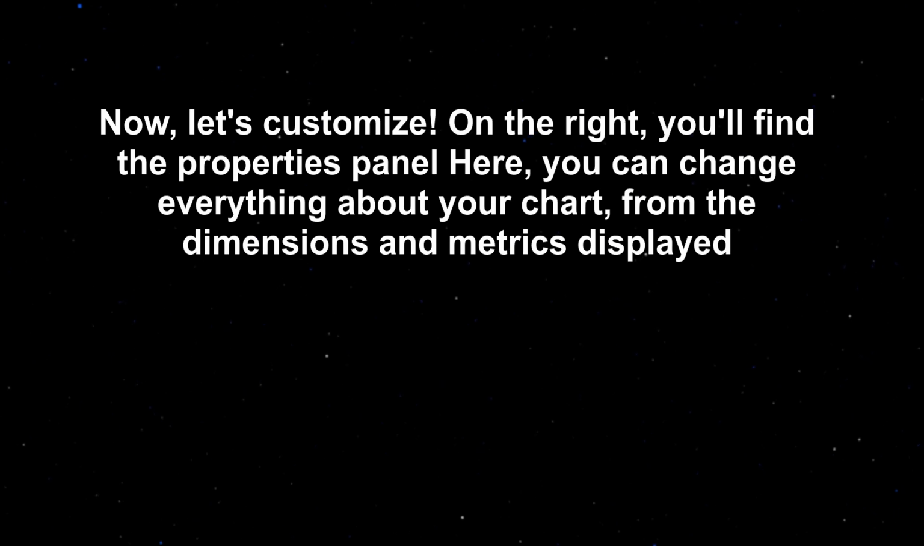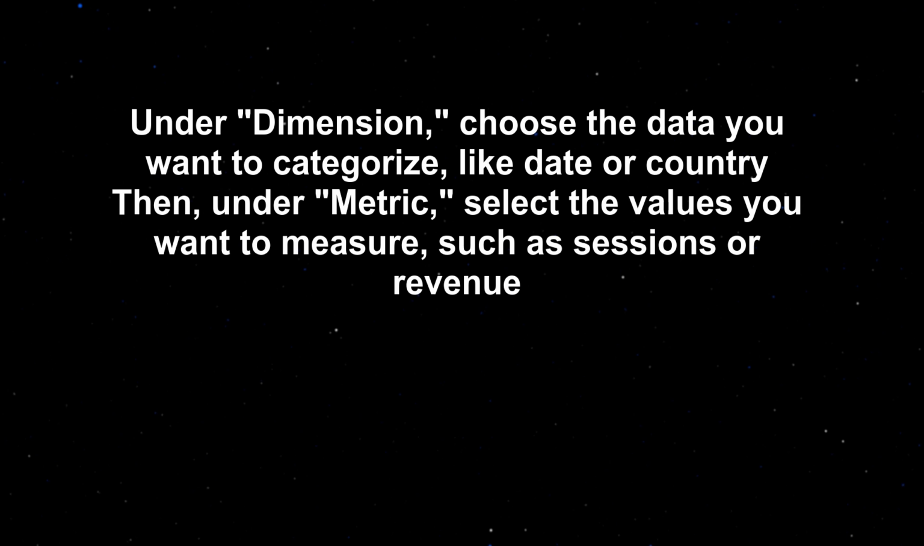Now, let's customize. On the right, you'll find the Properties panel. Here, you can change everything about your chart, from the dimensions and metrics displayed. Under Dimension, choose the data you want to categorize, like date or country. Then, under Metric, select the values you want to measure, such as sessions or revenue.